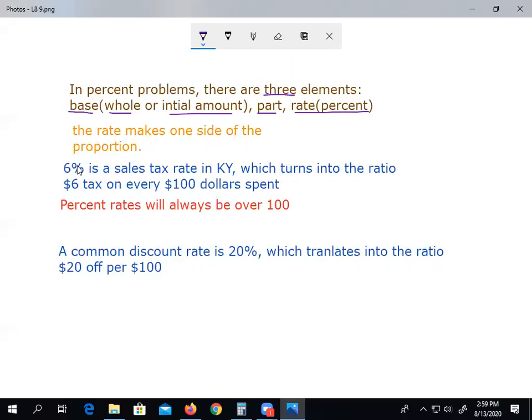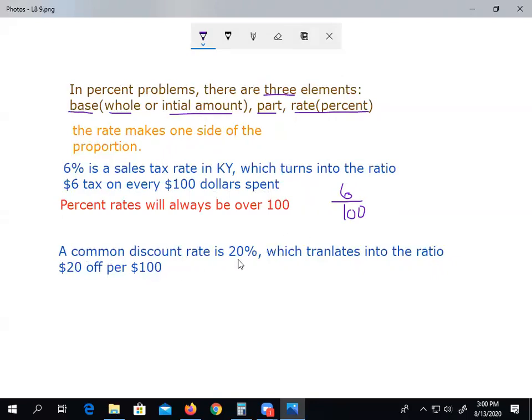Just looking at some basic percents, 6% is the sales tax rate in Kentucky, which turns into a ratio, $6 tax on every $100 spent. So percent rates will always be over 100. So 6% means 6 per 100. So when I write it as a fraction, I drop that percent. So the 6 is our rate of percent. So we write that as 6 over 100. $6 taxes on every $100 that you spend.